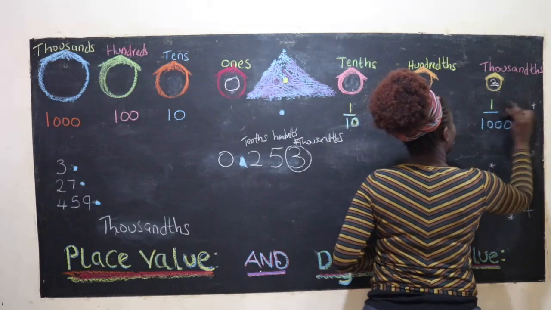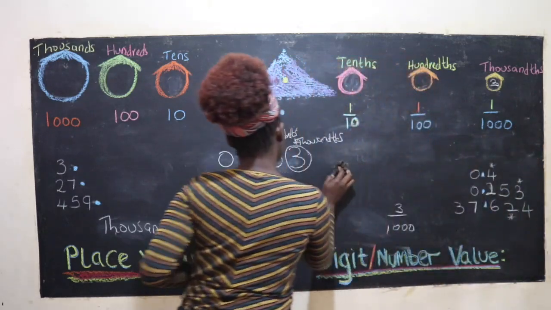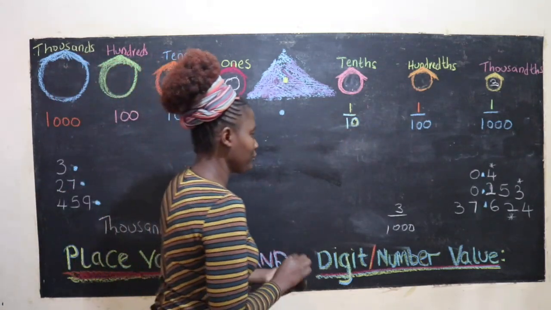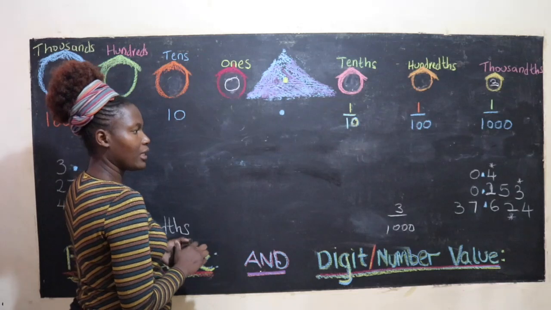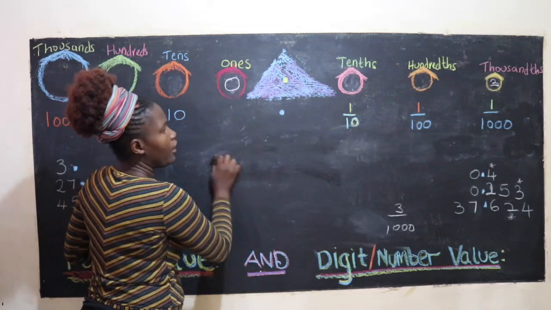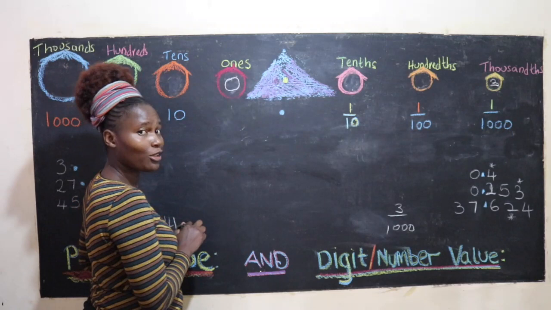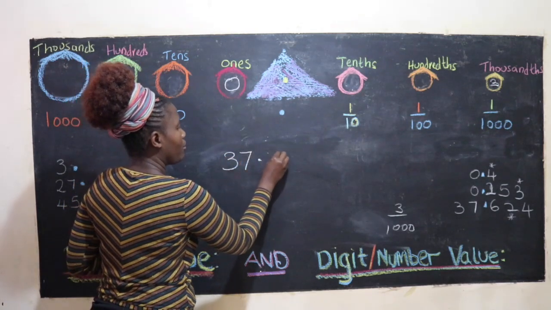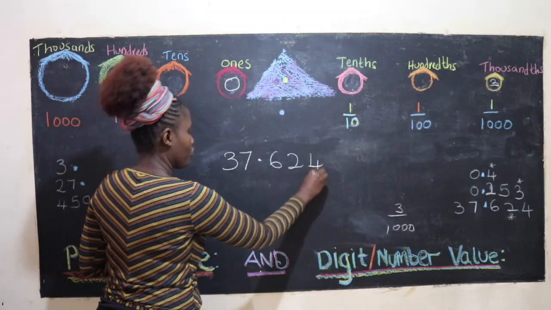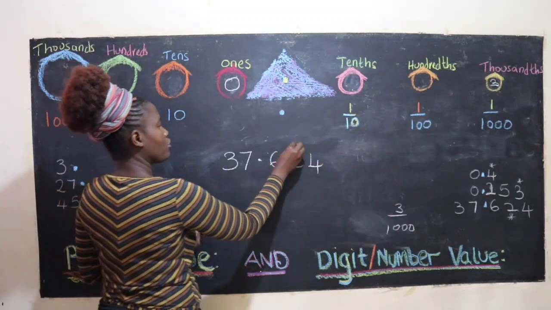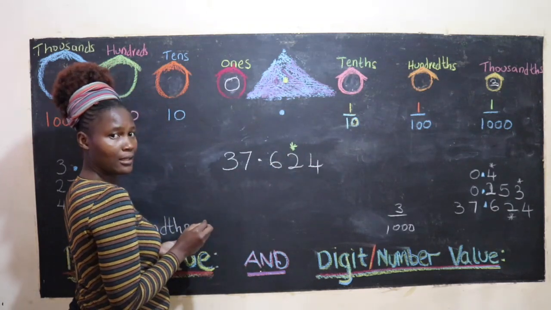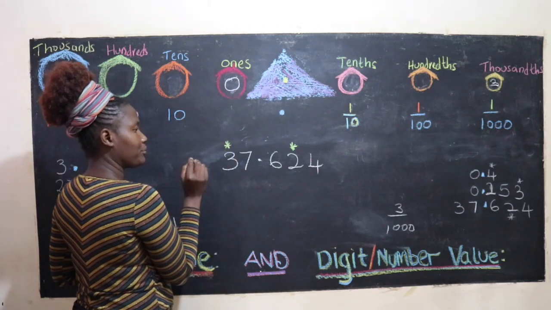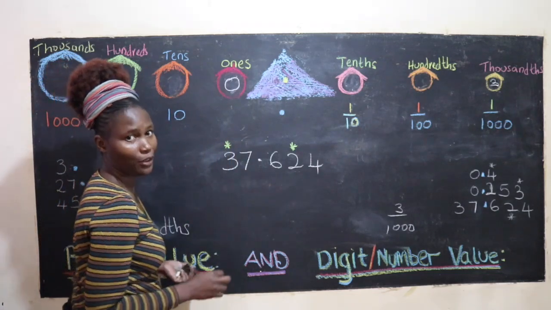With all that we have done, if you have paid attention and you are following everything keenly, try to do this one and find the place value of 2 and the place value of 3. 37.624. Why don't you help me to find the place value of 2, the place value of 3, and their digit or number values.